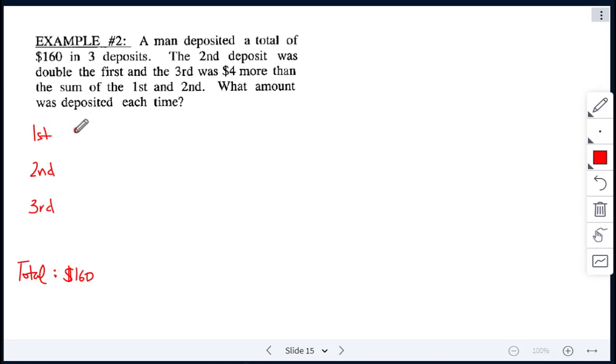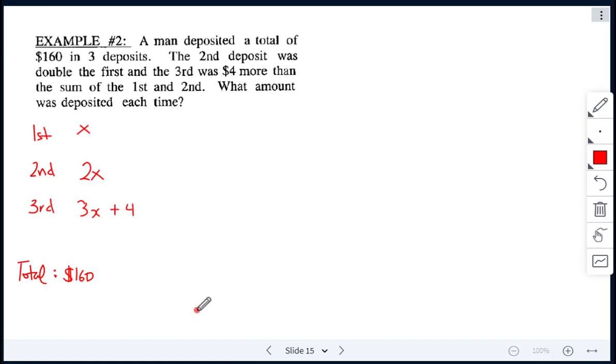So therefore, our first, we're going to call x. Our second deposit was double the first, so double means we're multiplying by 2, so that's going to become 2x. And then the third deposit was $4 more than the sum of the first and second. So the sum of the first and second, we have x plus 2x, which gives me 3x. And it's $4 more than that, so it's 3x plus 4.